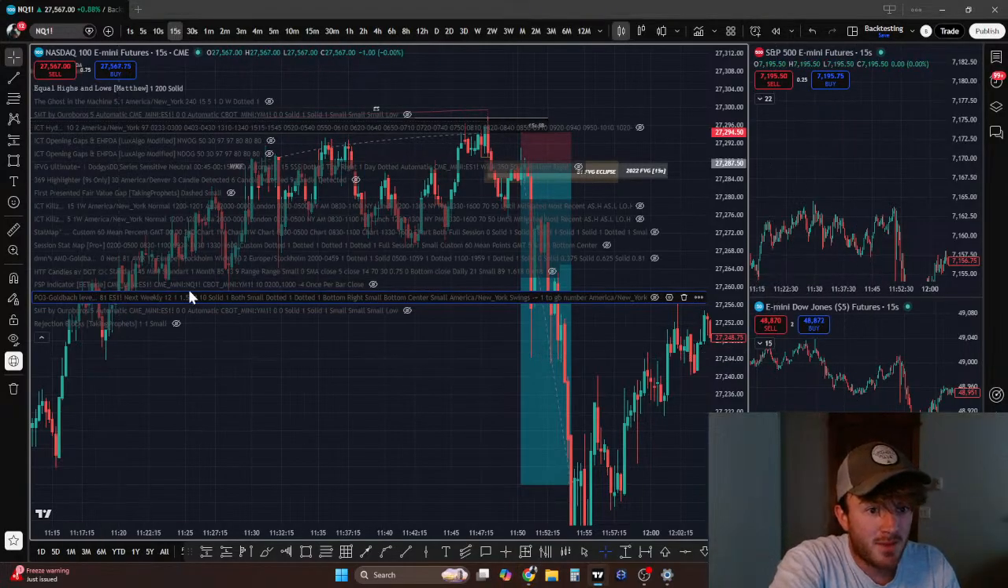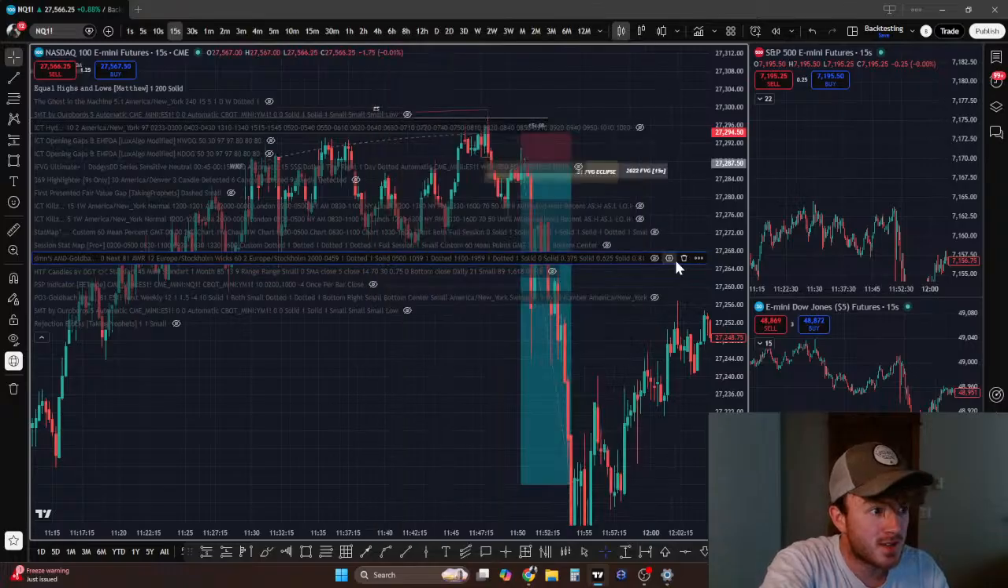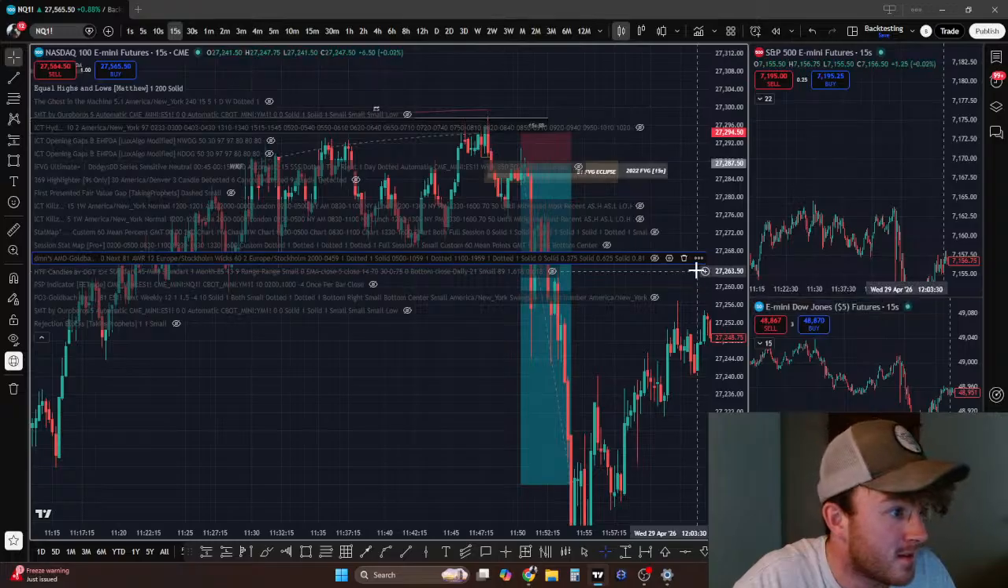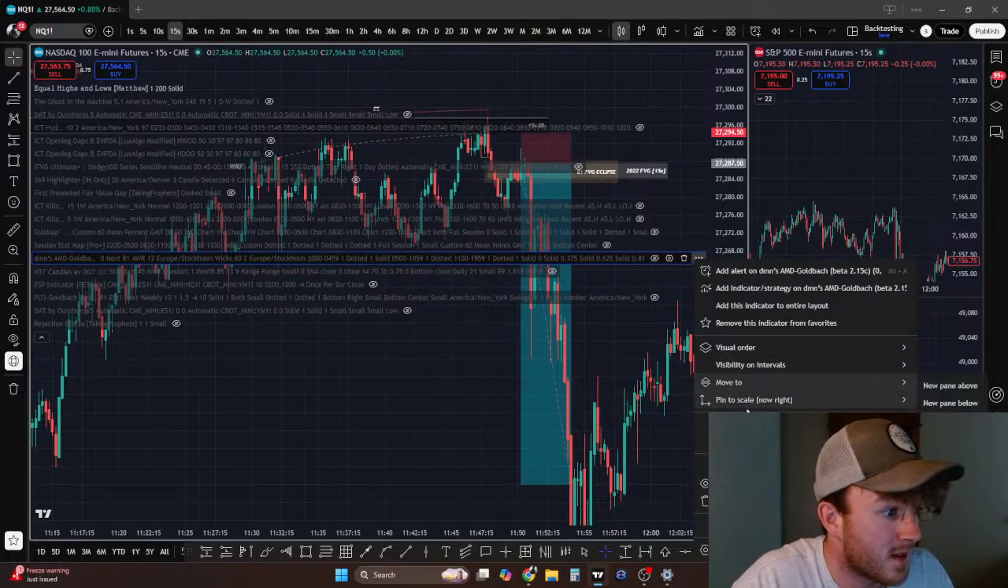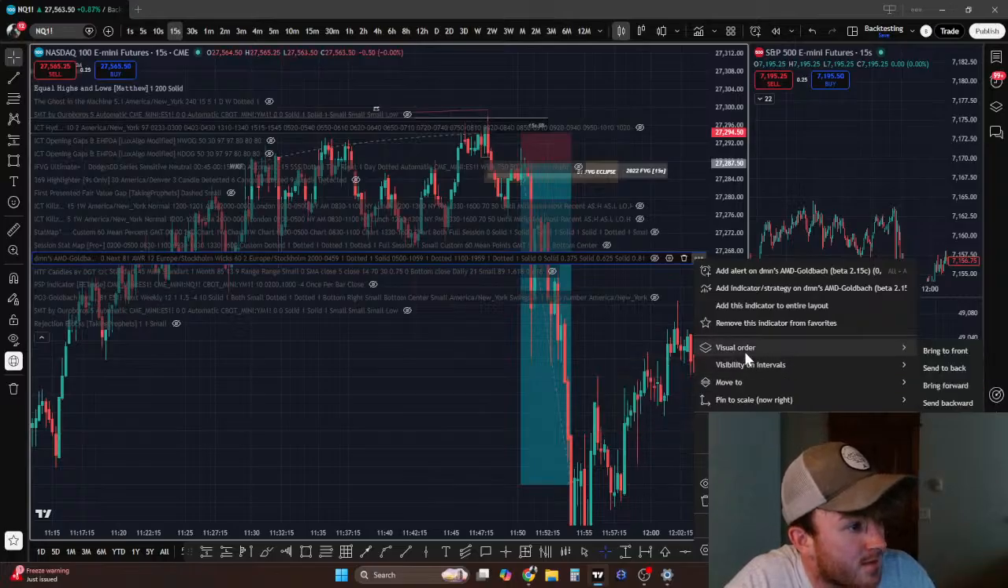I actually want to have both of these Goldbach dealing indicators because they're both useful for different reasons. This one's useful because I don't have to deal with all the lines. The other one's useful because I can shift it by 0.25.